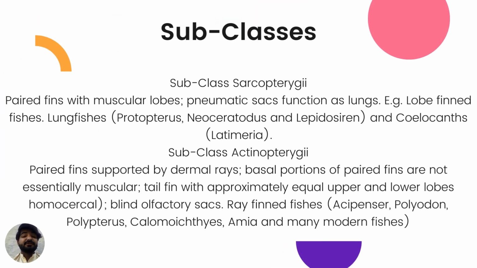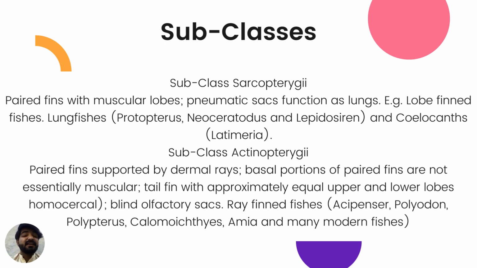They also have subclasses. The first subclass of the class Osteichthyes is Sarcopterygii. They have paired fins with muscular lobes, and pneumatic sacs function as lungs. They have properly developed lungs, like lobe-finned fishes, lungfishes, Protopterus, Ceratodus, Lepidosiren, and Coelacanths. They are all included in the subclass Sarcopterygii.